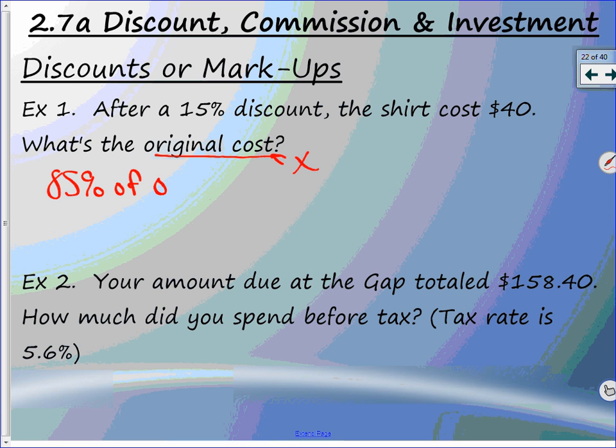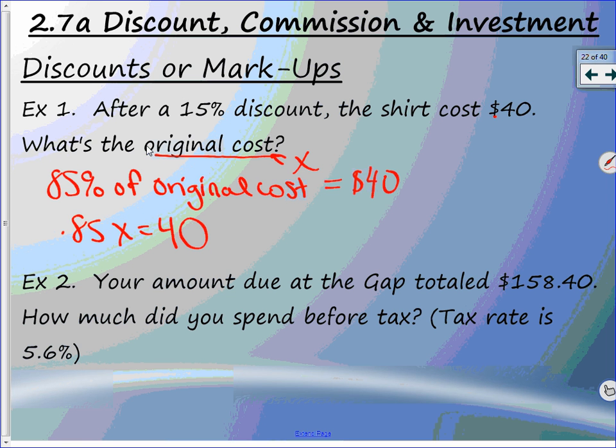So you would say 85% of the original cost is going to be $40. Because $40 is the rate after the discount, after the 15% has been taken off. So, in other words, 0.85 x equals 40. And then we can divide both sides by 0.85 to solve for the original cost.